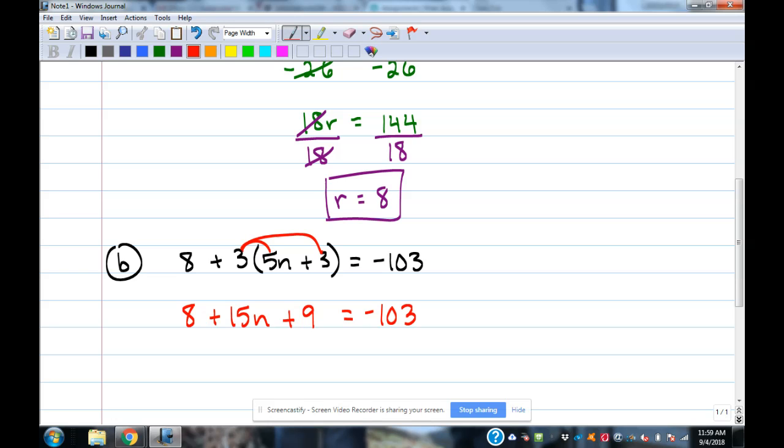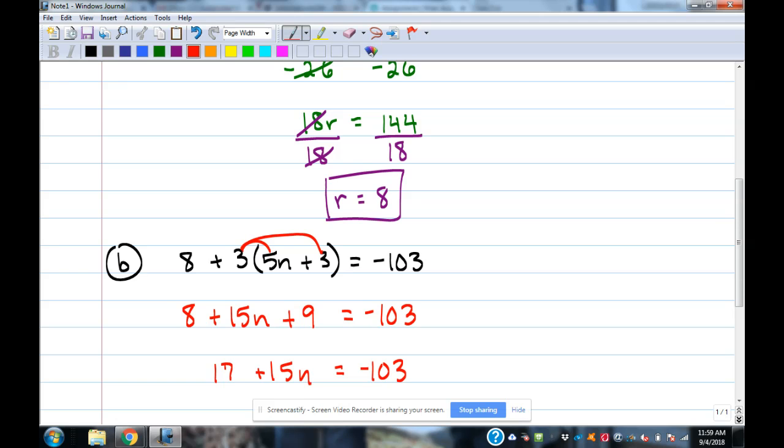This is something I saw from the quiz last week, where some of us were trying to do the opposite here. Well, if they're on the same side, you don't change them. You just go 8 plus 9 is 17. So we have 17 plus 15n. If you wrote 15n plus 17, that's the same. That's perfectly legal. You can do that. That's not wrong at all. So we should put the like terms together.